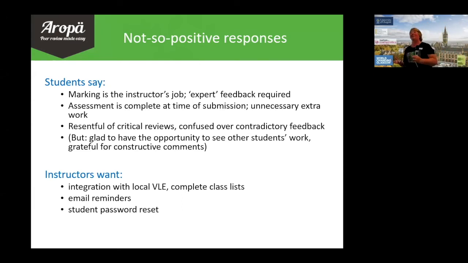Now, I think contradictory feedback is fascinating because it means that a student has to look at both aspects and say, well, which one of these do I believe? And to go back to their own submission and look at the other submissions and say, I've got this contradiction. How do I work it out? But they're always very glad to see the other students' work and are grateful for the constructive comments.